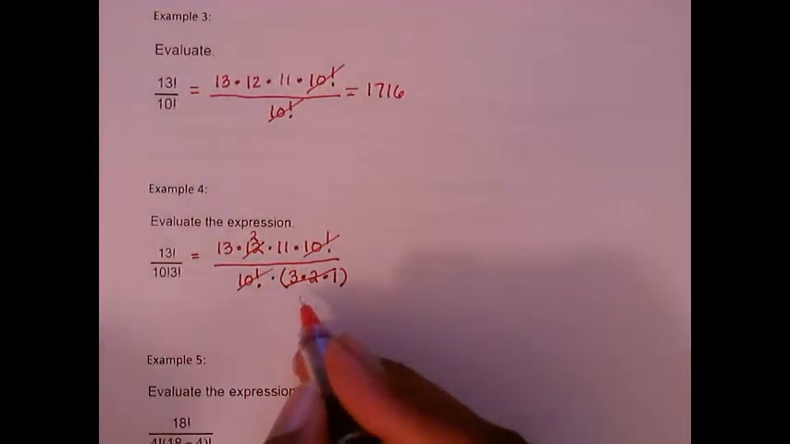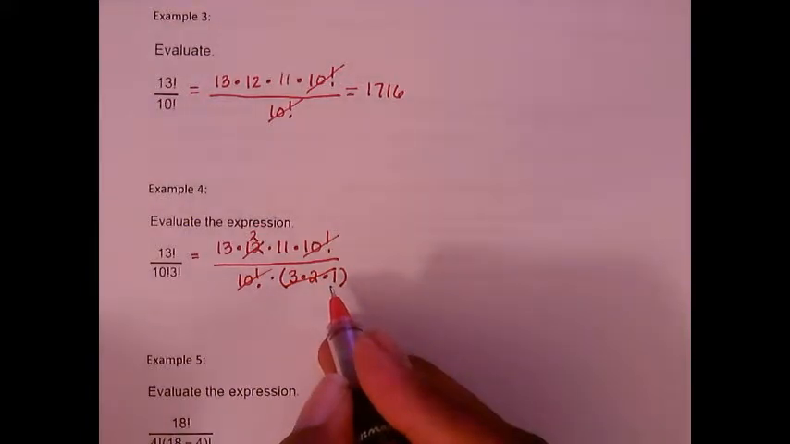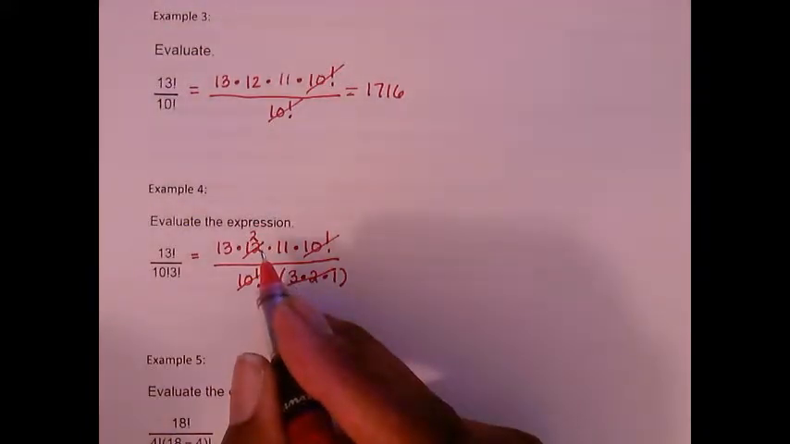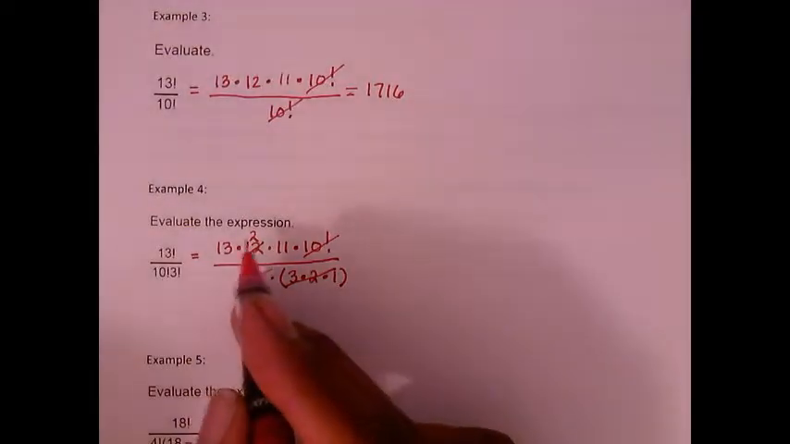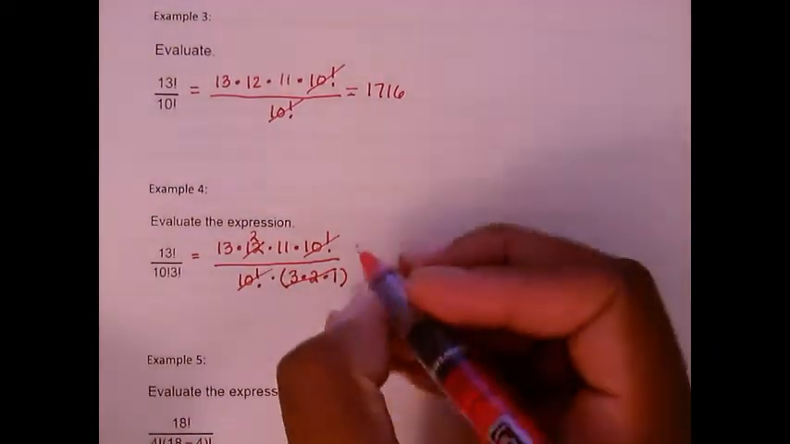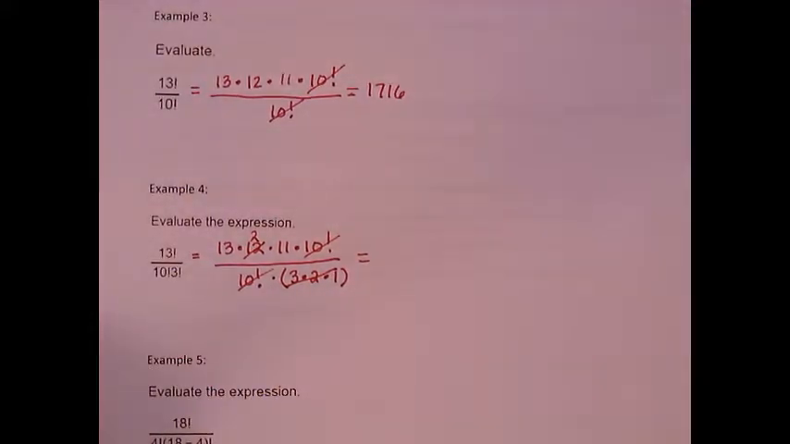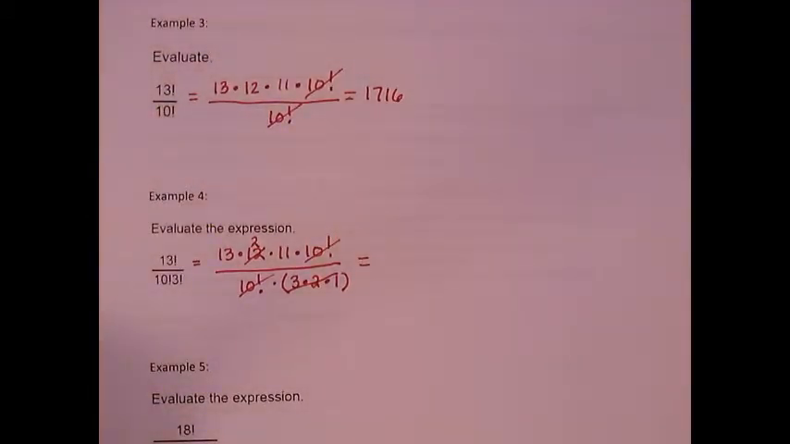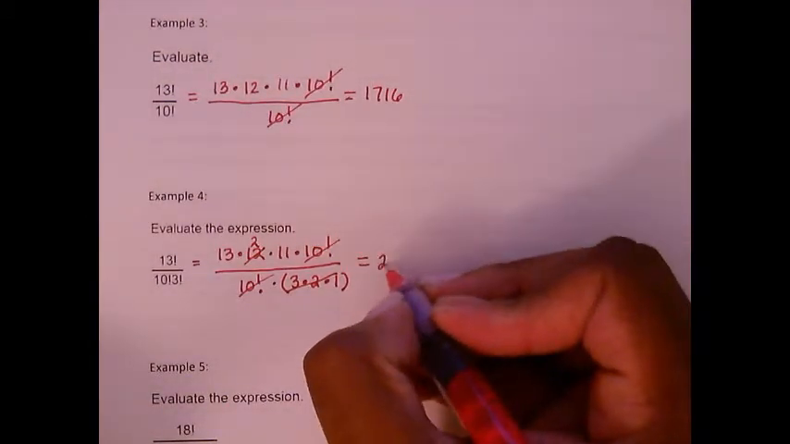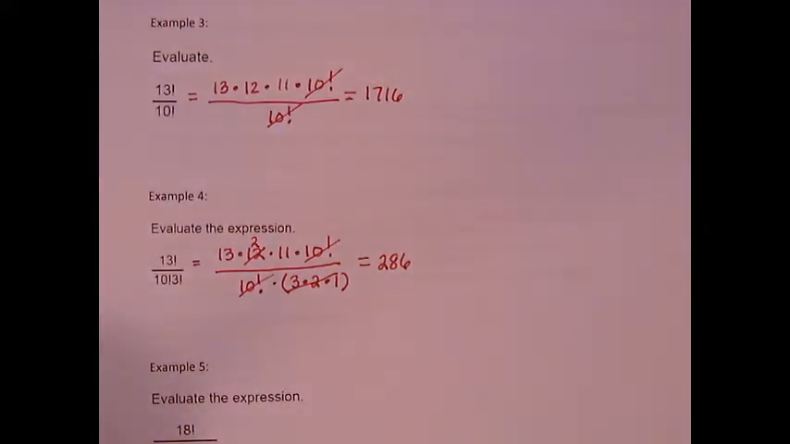3 times 2 times 1, that's 6. 6 can go into that 12 in the numerator 2 times. I can divide that out. So I'm going to have 13 times 2 times 11. That would give me 286. So the answer for that expression would be 286.